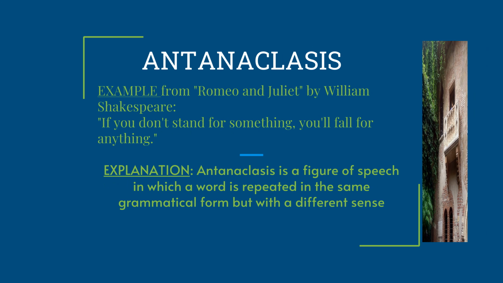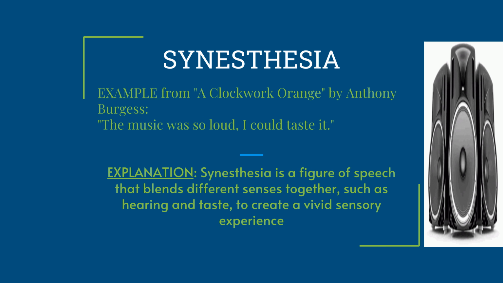7. Antonaclasis. Example from Romeo and Juliet by William Shakespeare. If you don't stand for something, you'll fall for anything. Explanation. Antonaclasis is a figure of speech in which a word is repeated in the same grammatical form but with a different sense.